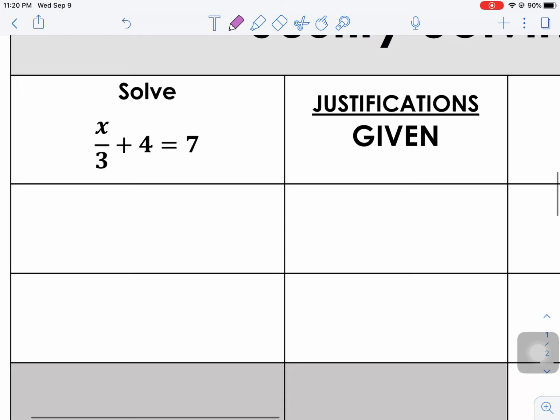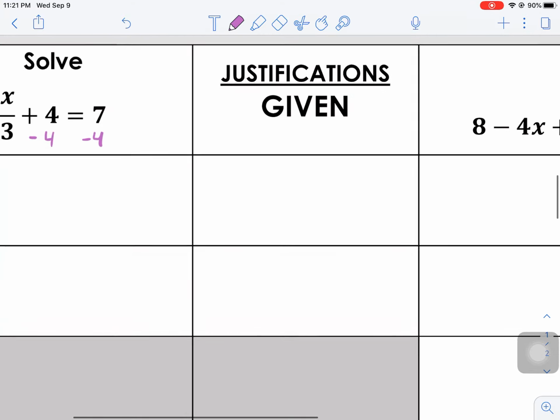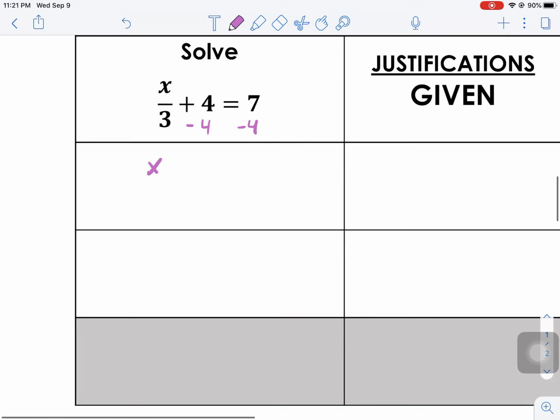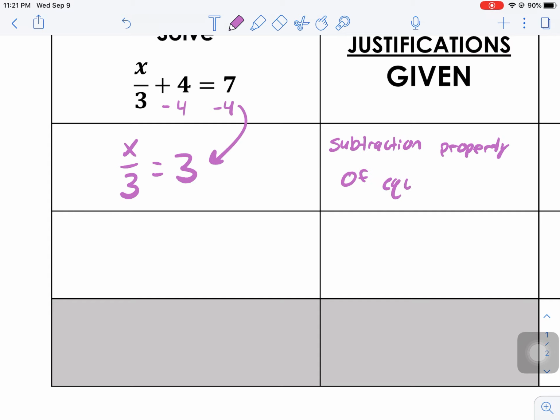In this first one, in order to solve this question, the first thing we'd have to do is subtract 4 to each side. So then we come back up here, we say, well, which one is subtraction? This one right here. What's that property called? Subtraction property of equality. So that's what we would have to write in our justification. So we write the answer here. We have x over 3 is equal to positive 3, because 7 minus 4 is positive 3. Our justification for getting to that step is that it is the subtraction property of equality.